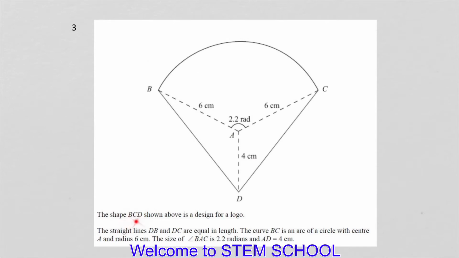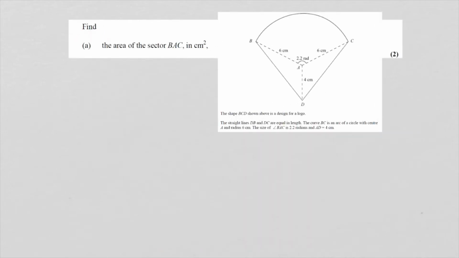Shape BCD shown above is a diagram for a logo. The straight lines DB and DC are equal in length. The curve BC is an arc of a circle with center A and radius 6 cm. The size of angle BAC is 2.2 radians and AD is 4 cm. Find A, the area of the sector BAC in centimeters squared.